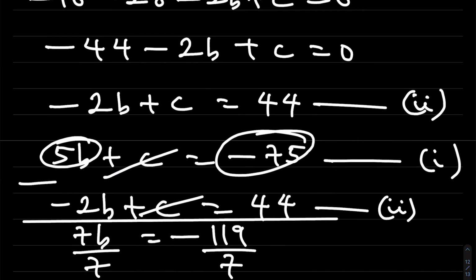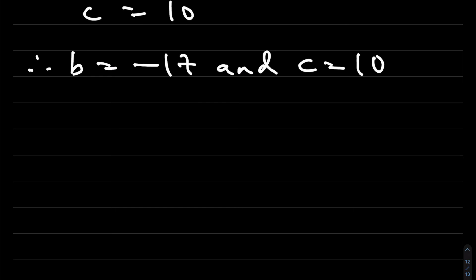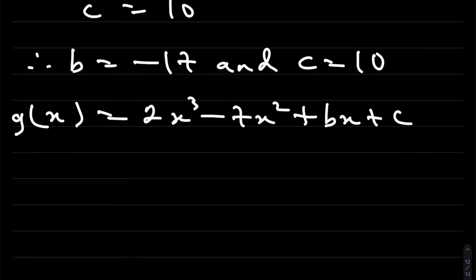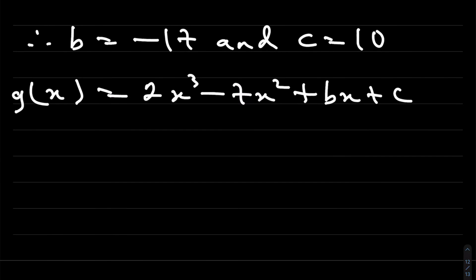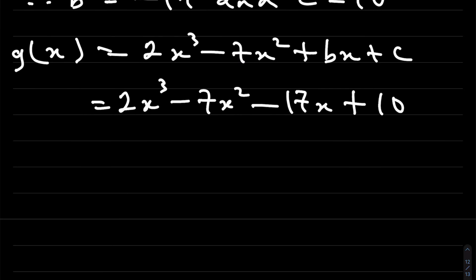This is g of x. Now we can put the values of b and c, which simply means 2x cubed minus 7x squared, b is minus 17, that will be minus 17x, plus c, which is 10, plus 10. That's g of x. Now, how do we factorize it completely?